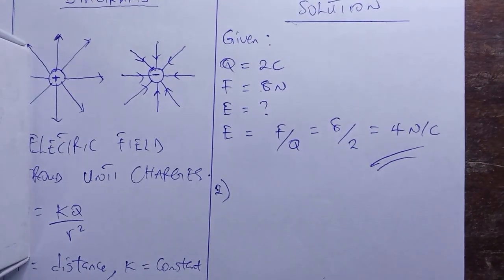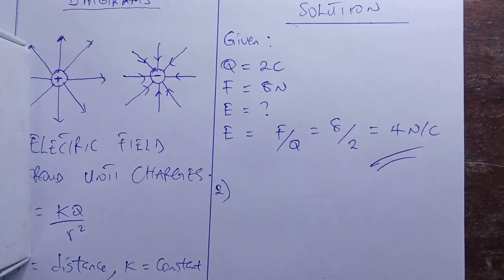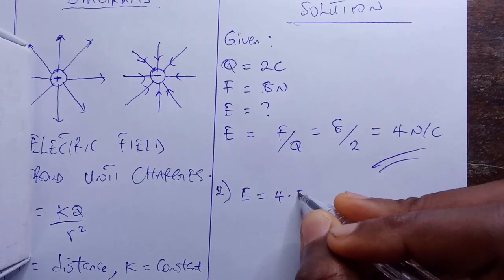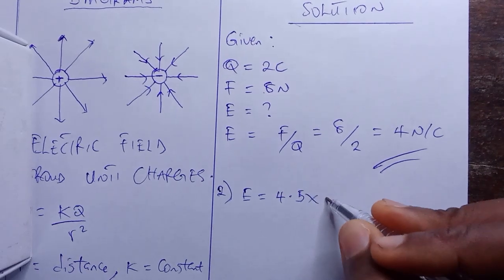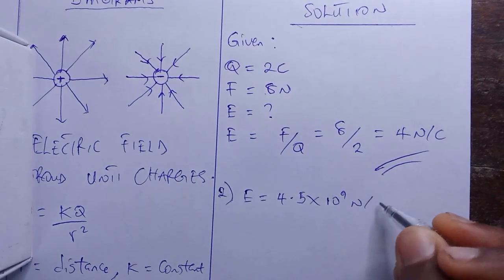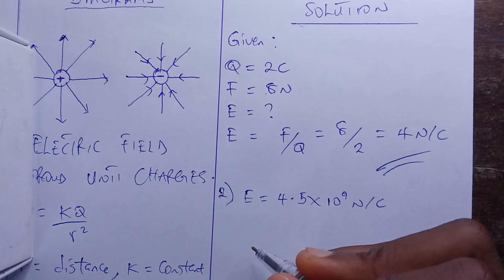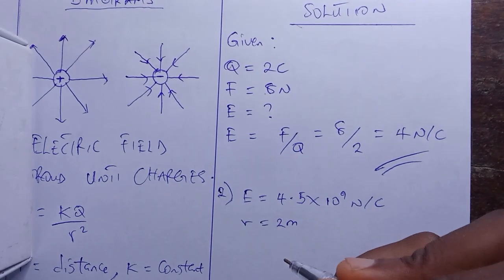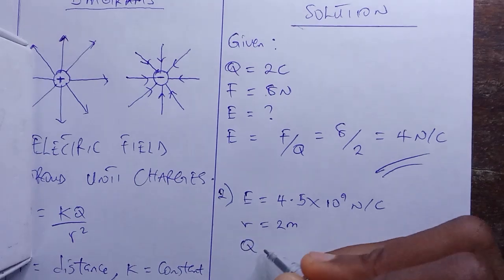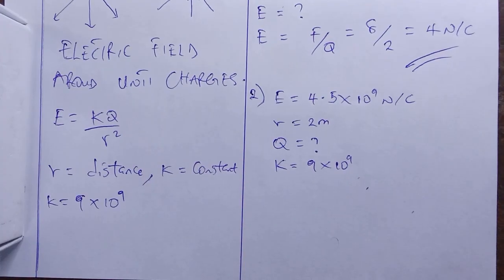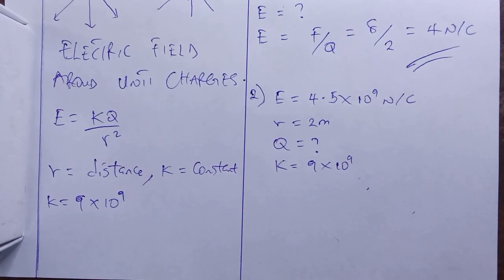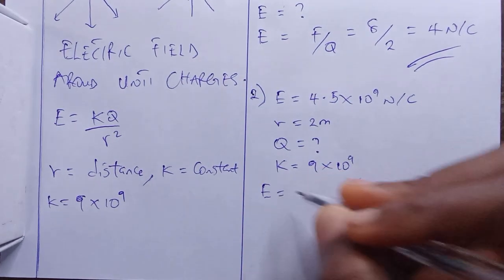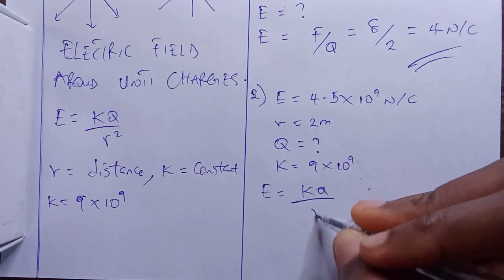So they said what? Electric field intensity, meaning our E is what? 4.5 times 10 raised to power 9 Newton per coulomb. Our distance, R, is what? 2 meters. We should calculate the value of charge, that is Q, equals unknown. So remember that our constant is 9 times 10 raised to power 9. I said that earlier. So now, what is the formula? The formula is electric field intensity E equals KQ over R square.